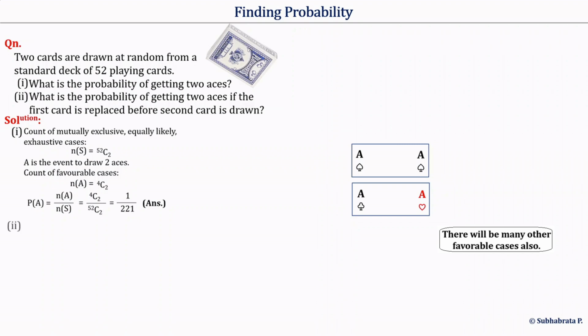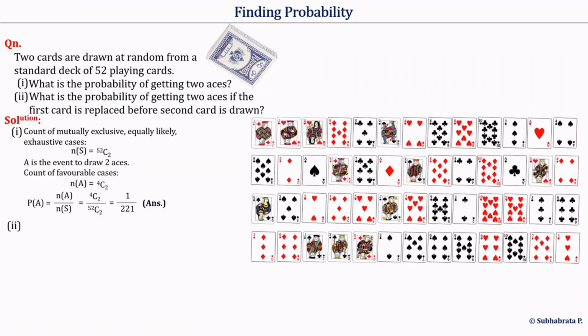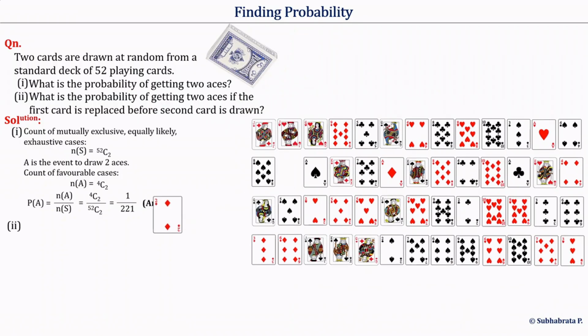Let's find the solution here. These are 52 well shuffled cards. We can draw 1 card randomly, record the value and replace it. This same card we can draw again, record the value. That means we are arranging 2 out of 52 card values here when repetition is allowed. We can do that in 52 to the power 2 ways, which is the count of all possible mutually exclusive, equally likely, exhaustive cases belonging to the sample space for this random experiment.